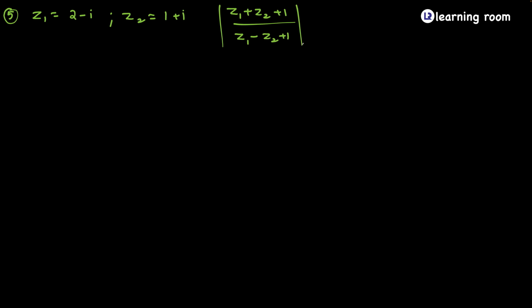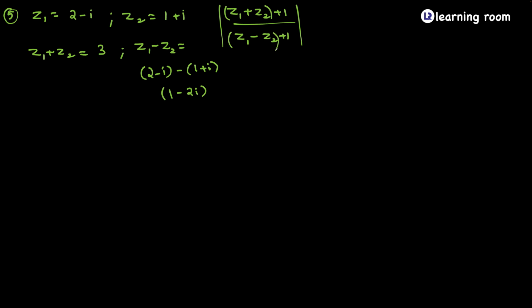So all that we need to do is first find out what is Z1 plus Z2 separately. So what is Z1 plus Z2? It is going to be 2 plus 1, 3, minus i plus i is 0. So Z1 plus Z2 is going to be 3. And Z1 minus Z2 is going to be 2 minus i minus of 1 plus i. So 2 minus 1, 1, minus 2i. Right? So all that we need to do is Z1 plus Z2 substituted here, Z1 minus Z2 substituted here.